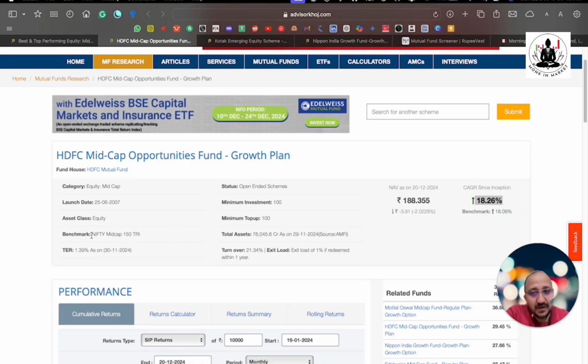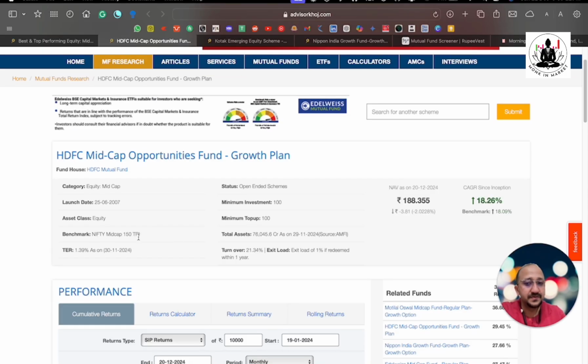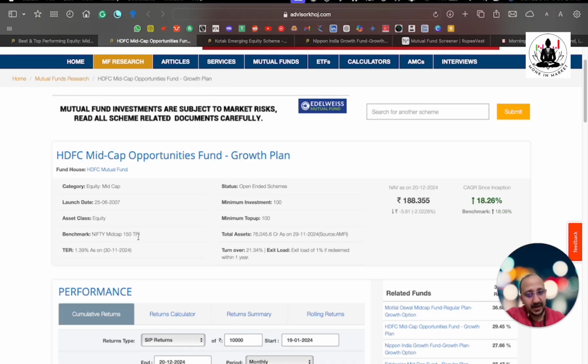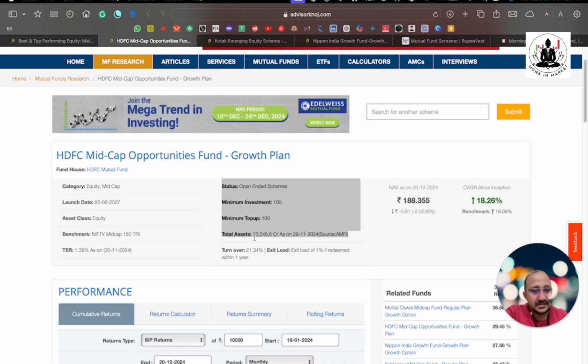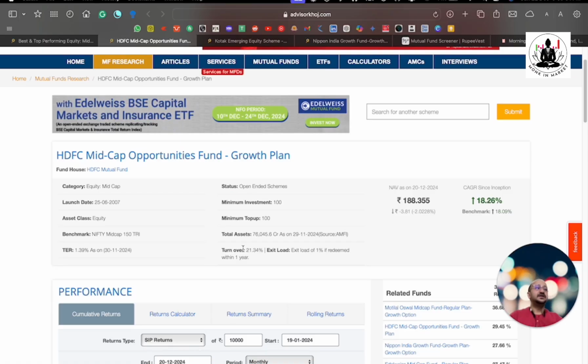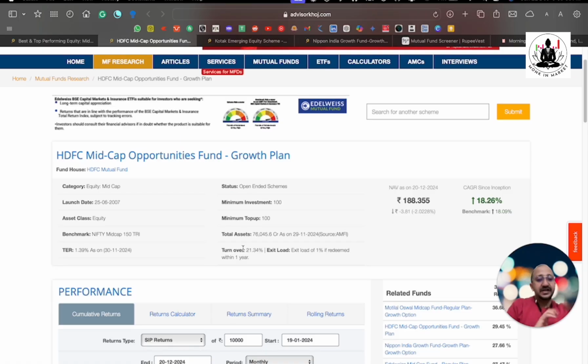So the benchmark for this is Nifty Mid Cap. TRI means total returns, including the dividend part as well. I hope this is clear to everyone. Total asset is again AUM. Turnover ratio, guys, again, it is very important. Turnover ratio is the churning rate.